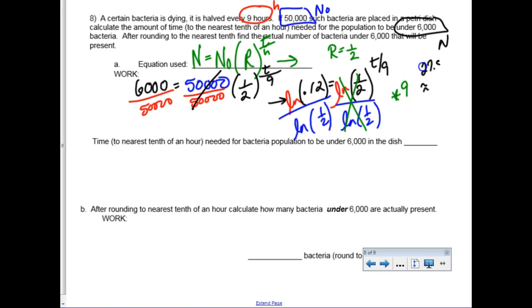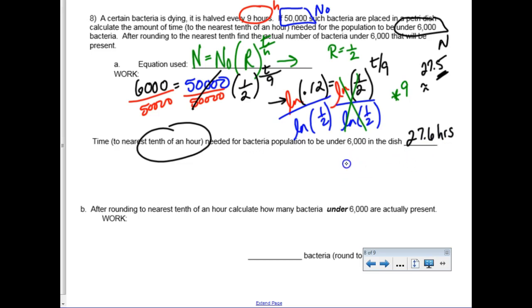Now, because of rounding, if you round it down to 27.5, you're not going to have a population that's under 6,000. You're still going to be over 6,000. So since it says to the nearest tenth of an hour, you're actually going to have to adjust this to a little more time. You need to go to 27.6 hours. Because if you use 27.5, you're not going to be under 6,000. That's the issue. All right, so careful on your rounding there.